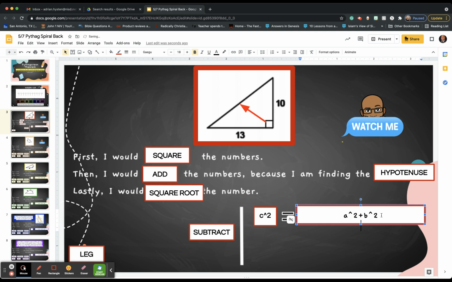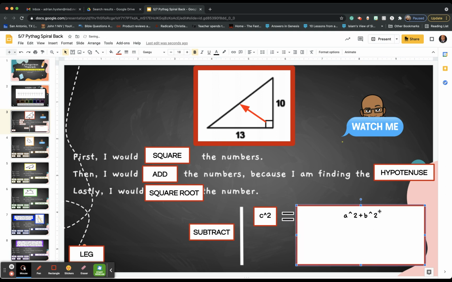Our A in this case is going to be 10. So we have 10 squared plus our B, 13 squared, is equal to C squared. And that's what I did. I squared the numbers. Now I'm going to add them together after they've been squared. So 10 squared is 100 plus 13 squared, which is 169. So I have 269 is equal to C squared.